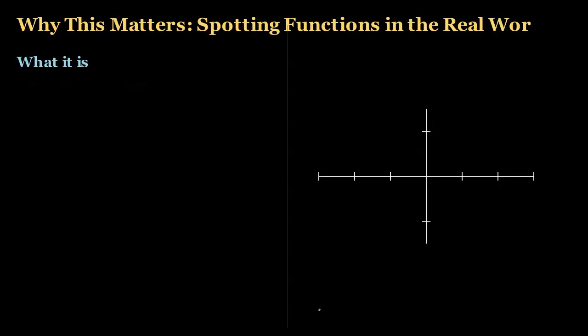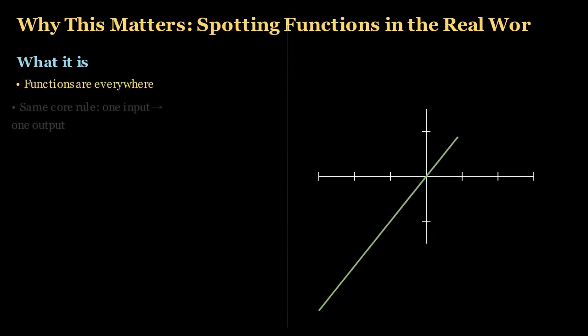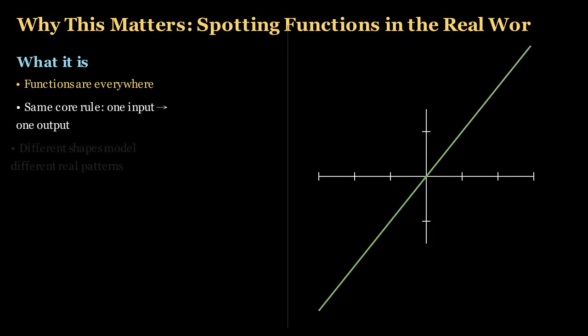We already know a function is a rule that takes an input and gives exactly one output. But why learn about so many types? Because the world is full of patterns, and each function type we've studied is a tool to describe a different kind of pattern. A straight line, a smooth curve, a repeating wave, they all follow the same basic function definition, but their shapes and behaviors match different real-life situations. Spotting which function fits a situation is the first step to understanding and predicting it.